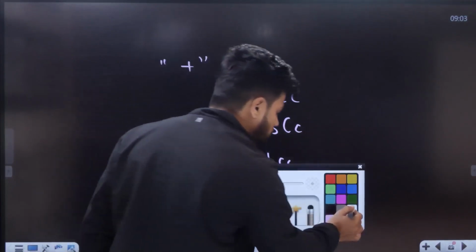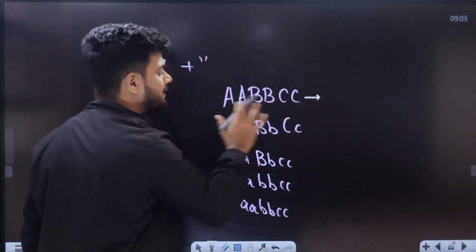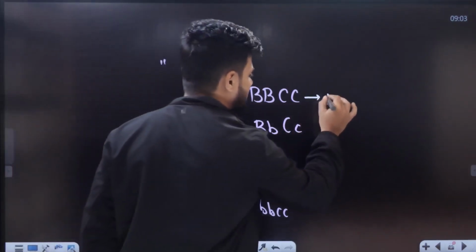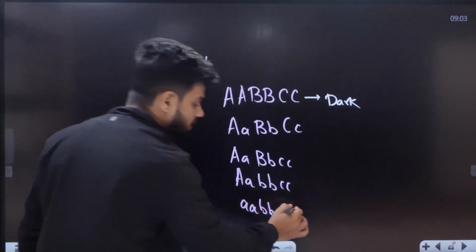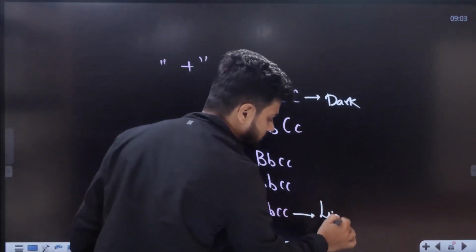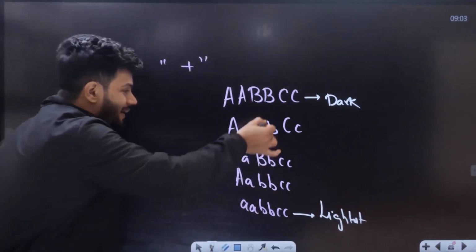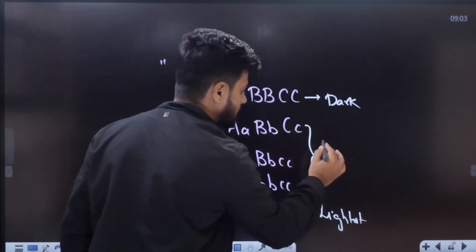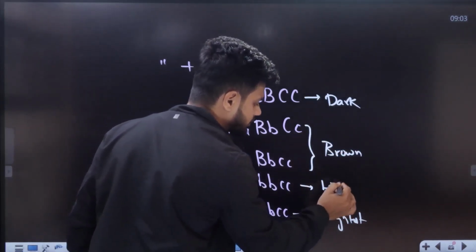Now students, do you see here? In the first example, we have all dominant alleles present. So the skin color is going to be completely dark. Here, all recessive alleles, skin color is going to be the lightest. Now, do we have intermediate in the middle? Yes, we have intermediate. Here we have somewhat brown. This is much lighter in nature.